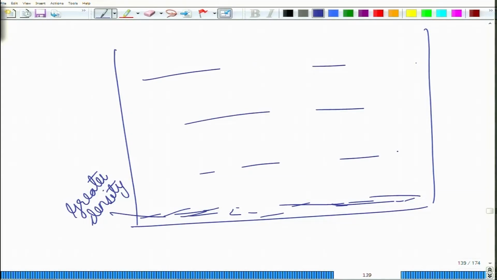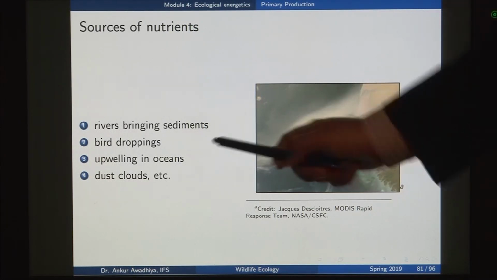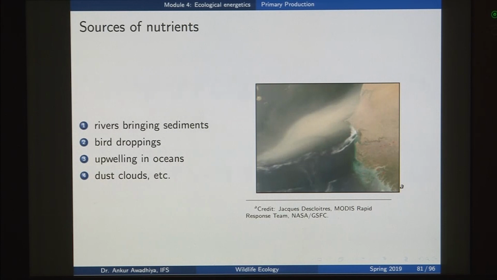Now, you have rivers that are bringing sediments, and when these rivers are reaching the seas, these sediment rich waters are now getting to the bottom. Now, upwelling is a situation in which because of some process this water rises up. So, if this water rises up, it will bring all these different sediments and all these different mineral salts along with it to the top. So, that becomes a source of nutrients that is made available to the plants.